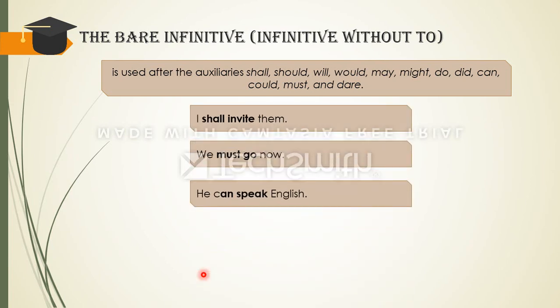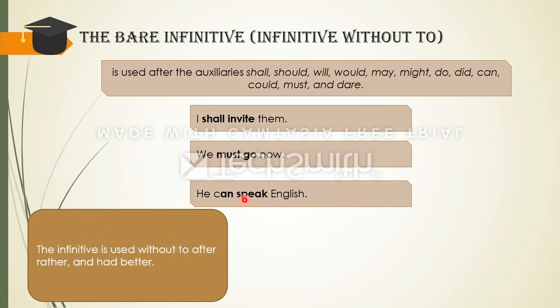Let's see some examples, please. I shall invite them. So shall, okay, is followed by the infinitive without to, the bare infinitive. We must go. I will stay. Okay, he can speak. We cannot say he can to speak or he can speaking. So whenever you have a modal verb, make sure to have the infinitive without to after. He can speak, he can report, he can do a lot of things.